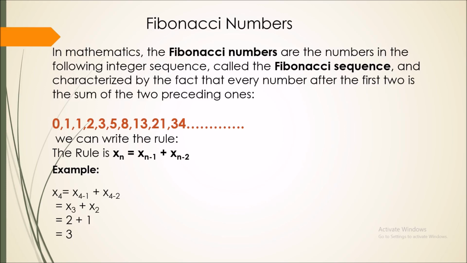As you can see, according to the formal definition, in mathematics, the Fibonacci numbers are the numbers in the following integer sequence called the Fibonacci sequence, characterized by the fact that every number after the first two is the sum of the two preceding ones. Well, the sum of the two preceding ones. What does that actually mean?